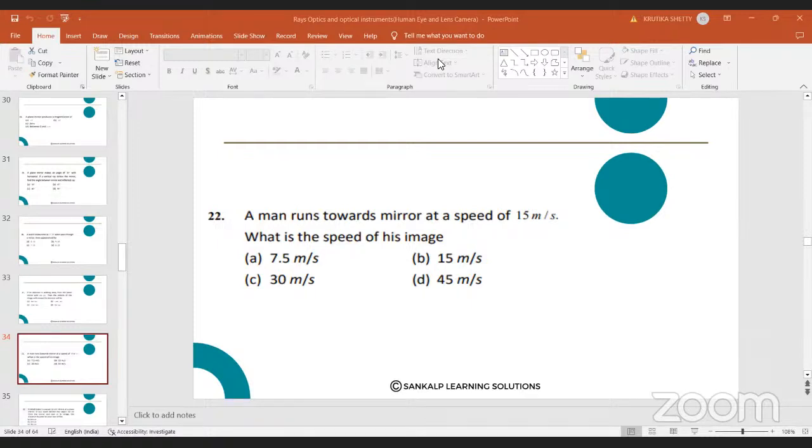Yes, correct. That is option C, 30 meter per second. It is 30 meter per second. Okay, this is a similar question. Then the next question.